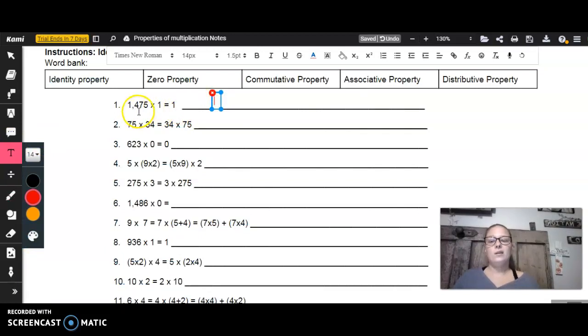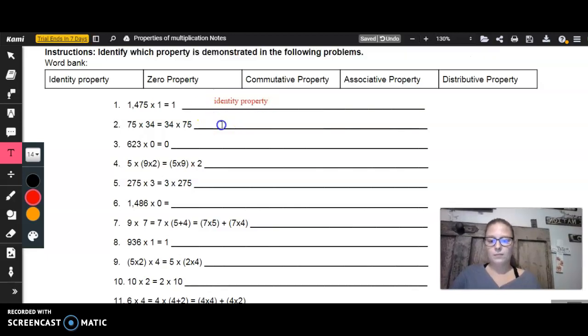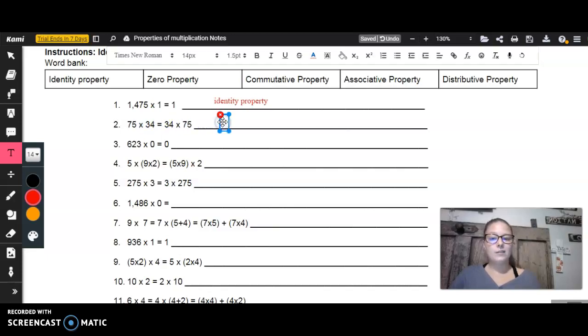So we know that anything times 1 is the identity property. So 1,475 times 1, this is representing the identity property. 75 times 34 equals 34 times 75. We discussed this above, that this is the commutative property.